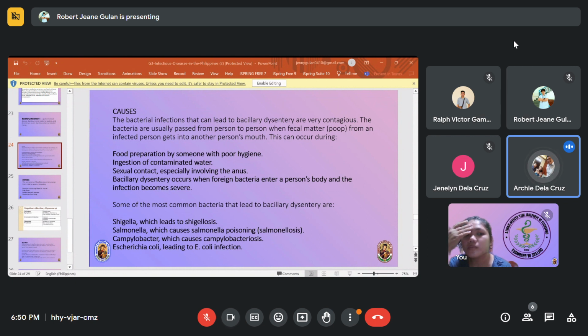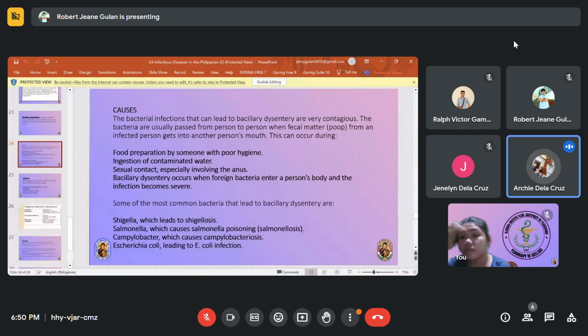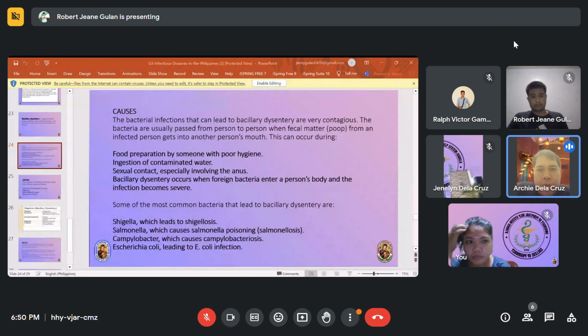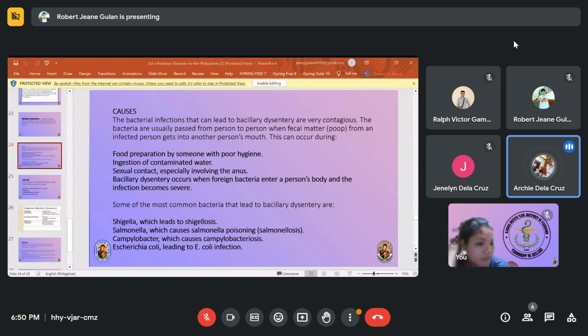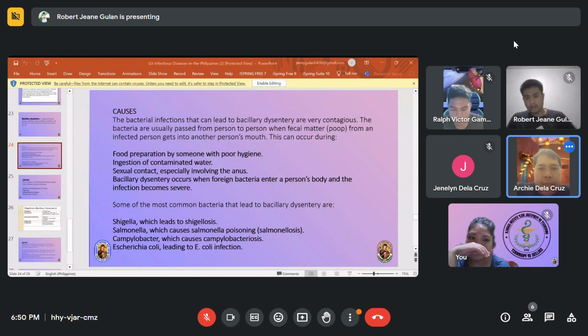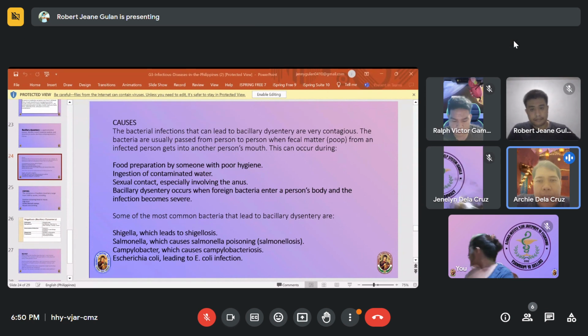These are the causes of the bacillary. So bacterial causes sa mga person-to-person and body infections. Madali lang siyang kumalat. Wala siyang pinagkaiba sa E. coli. Same din ang mga.